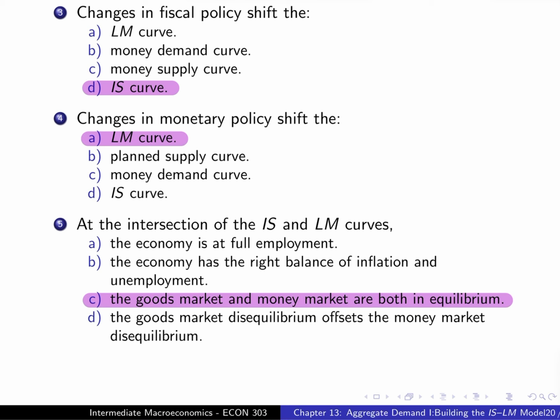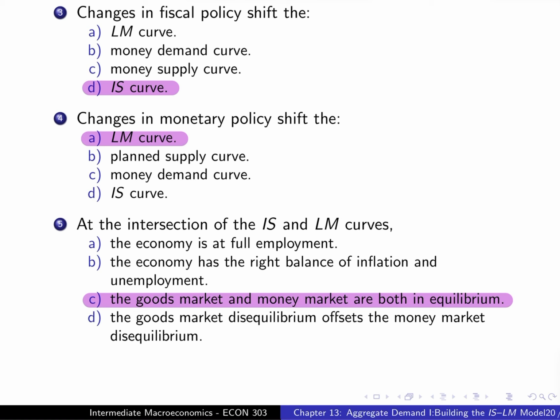Question number 5. What does the intersection of the IS and LM curves represent? The correct answer is C. The goods market and money market are both in equilibrium. This point determines the short-run equilibrium values of output and the interest rate.